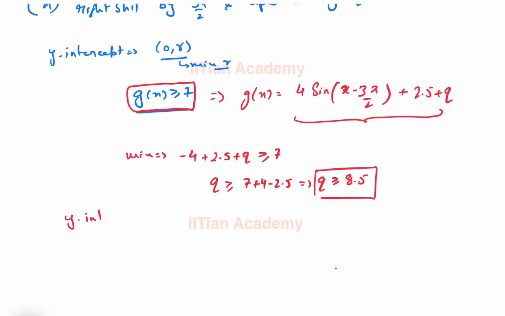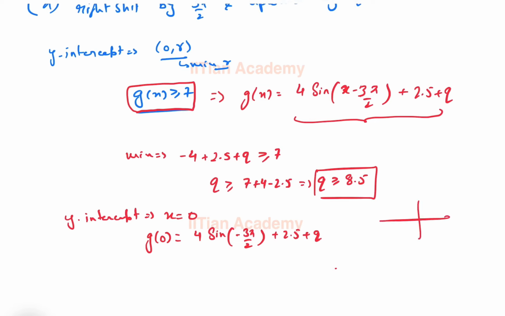Now let us try to identify the y-intercept. Y-intercept means x equals 0. So the value of g(0) is 4 sin(-3 pi by 2) + 2.5 + q. So -3 pi by 2 means this is -pi by 2, this is -2 pi, this is -3 pi by 2. So the value would be 1, so 4 + 2.5 + q. So this is g(0) which equals r.